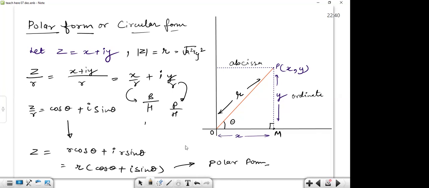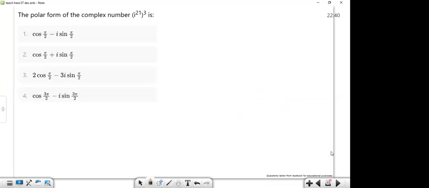No doubts, sir. Okay. If there is no doubt, let's go ahead and discuss some questions on the polar form. For finding the polar form, we just need two things: one is the magnitude and the other is the amplitude, the angle.